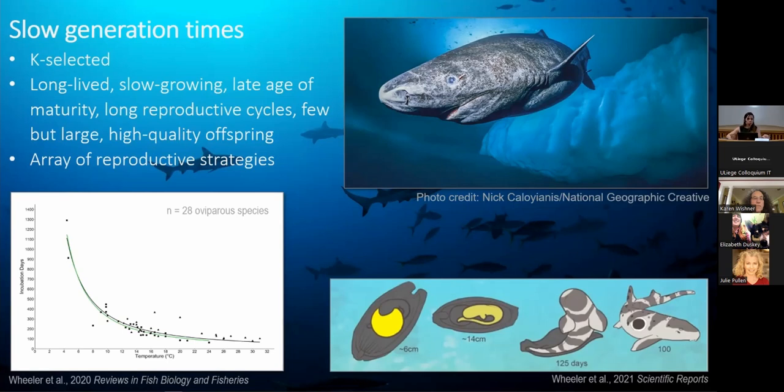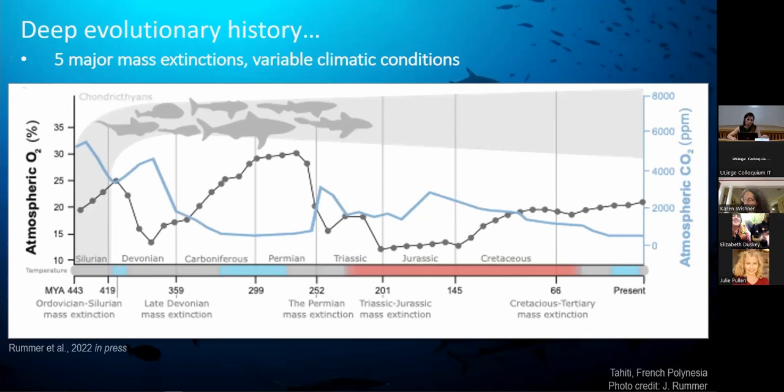That makes it extremely susceptible to population declines, whether it be by fisheries or climate change. Yet when we talk about evolutionary history, the sharks have an even deeper history than the bony fishes. Sharks and their relatives survived all 5 major mass extinctions over the last 450 million years, making them arguably one of the most successful groups of marine organisms.